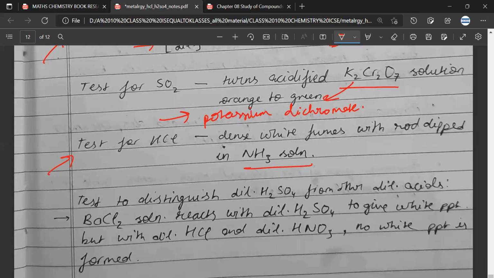Barium chloride solution reacts with dilute H2SO4 to give white precipitate, but with dilute HCl and dilute HNO3, no white precipitate is formed. That means barium sulphate is not formed with dilute hydrochloric acid or dilute nitric acid, but barium chloride reacts with dilute H2SO4 to give white precipitate.